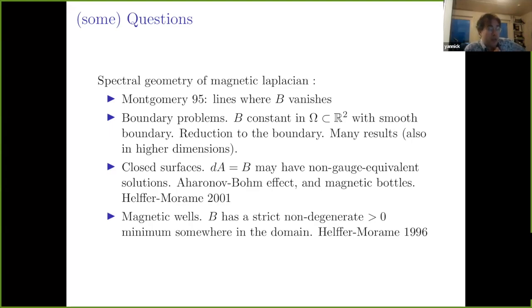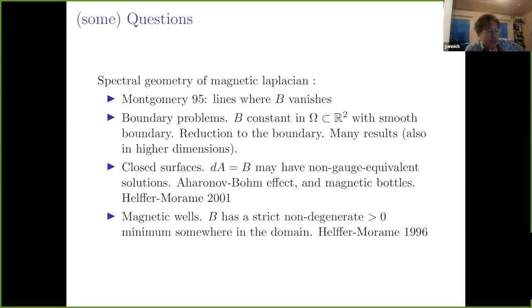It's about magnetic wells. So instead of B vanishing, or instead of B constant, or instead of playing with the A, we're really only interested in the local behavior of B, and we assume that it has a strict non-degenerate minimum, and this minimum is strictly positive. So I think the terminology magnetic wells is from the paper by Helfer and Morin in '96. Okay, and the question already was, how good is the localization?